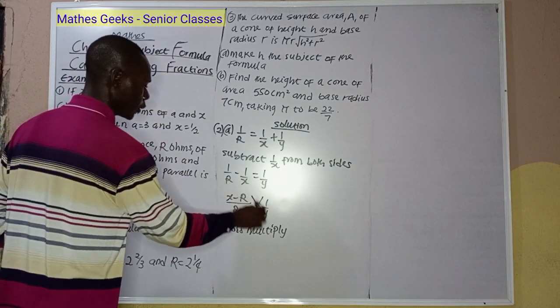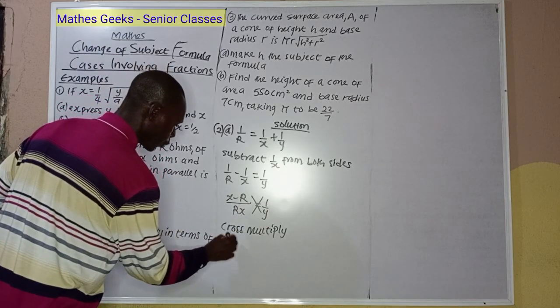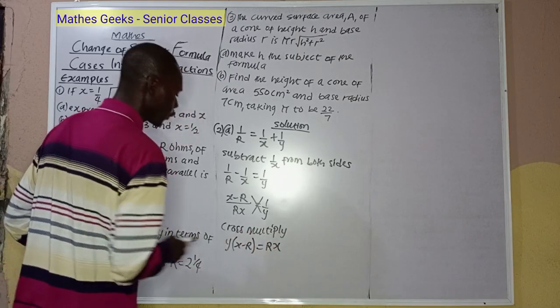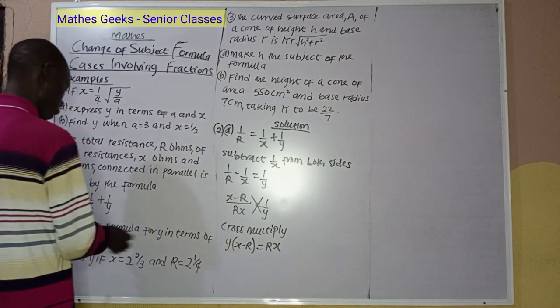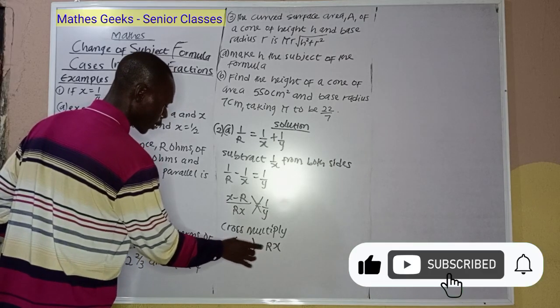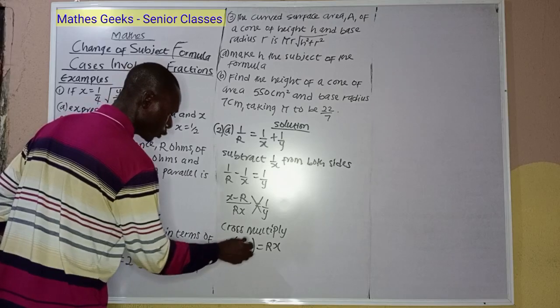So this means this will multiply here and this will multiply here. Rx times 1 will give us ry. X minus r is equal to rx. And we want to make y the subject of the formula. So now y is joined to x minus r by multiplication. So to eliminate this part, we need to divide both sides.